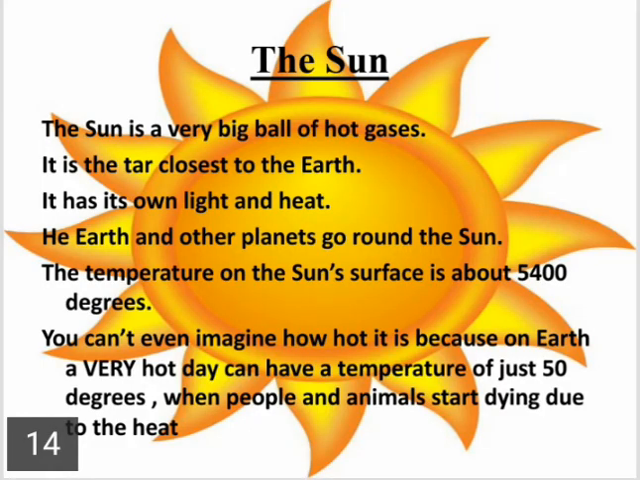Let us talk about the Sun. The Sun is a very big ball of hot gases. It is the star closest to the Earth. It has its own light and heat. The Earth and the other planets go around the Sun.